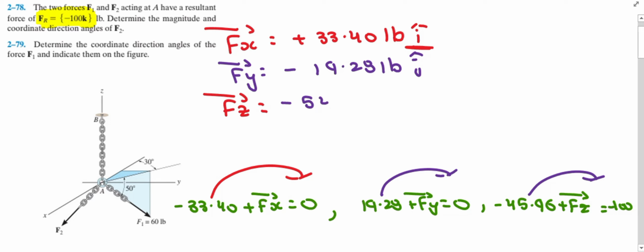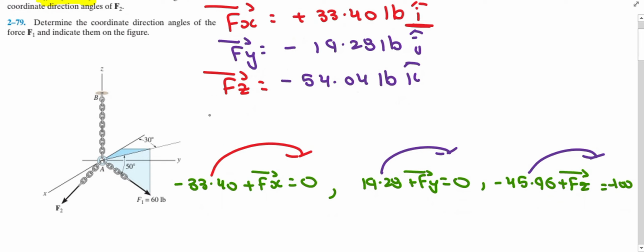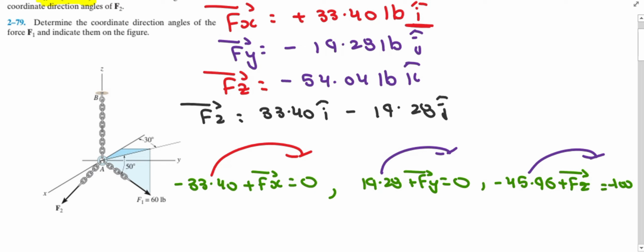negative 54.04 pounds k cap. So the Cartesian form of F2 is written as F2, which is equal to 33.40 i cap, similarly with negative 19.28 j cap, with negative 54.04 k cap pound. This is basically the Cartesian form of F2.